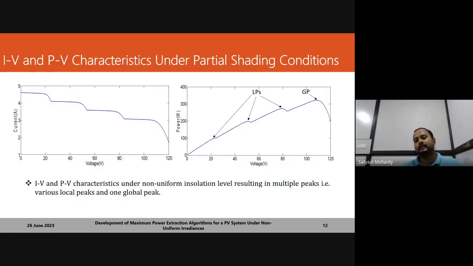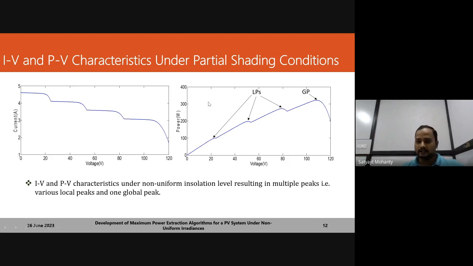So earlier I depicted one I-V and P-V curve in which we got a single peak. But here the scenario arises of multiple peaks. The first curve shows the current versus voltage curve under changing insulation patterns, or partial shading conditions. Such a pattern is known as a staircase pattern, in which we have multiple peaks.